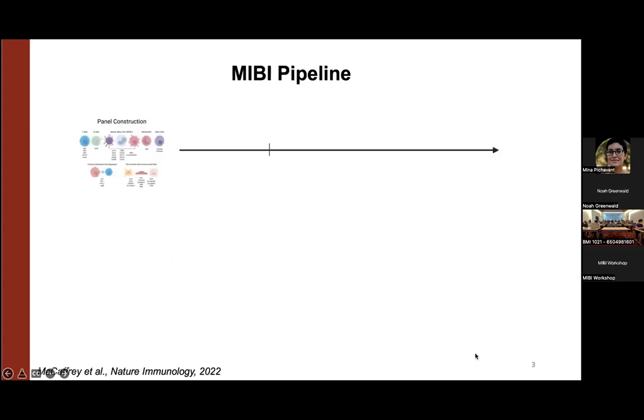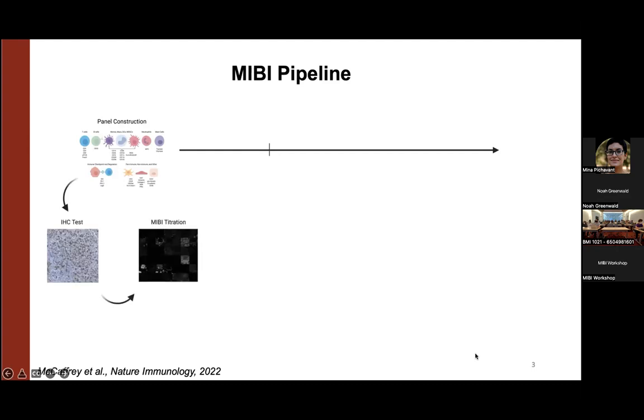So just a brief overview of our MIBI pipeline. We first usually start by constructing our panel, and then we go into immunohistochemistry validation, and then to MIBI titrations. However, this is a pretty iterative process. And so eventually, once you go through the cycle a few times and then confirm your panel, this validation process will be discussed in the next parts of our session.